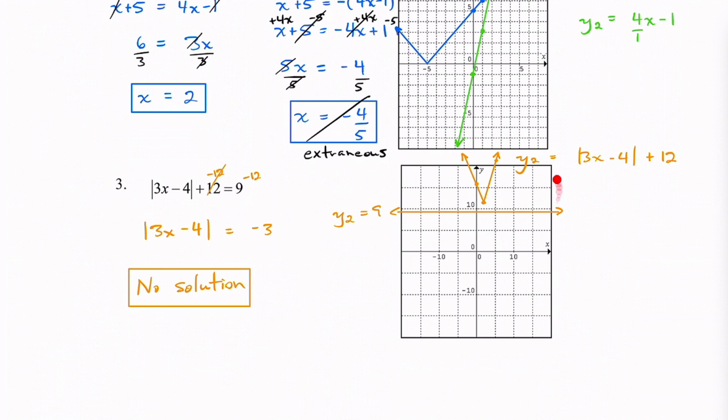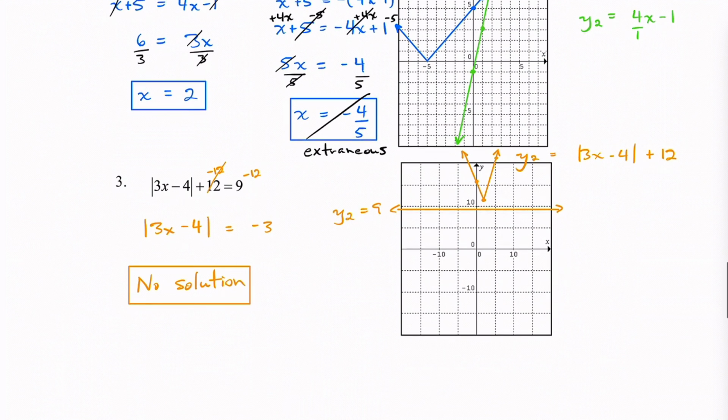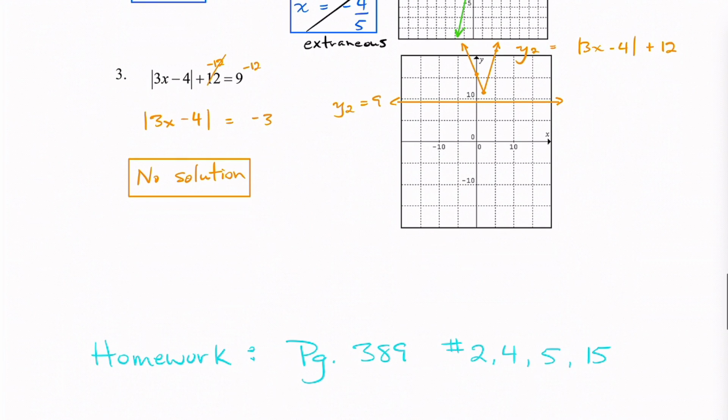So to get your graphs, make sure you're using your calculator. You can look up some points in the table of values, plot some of those points. You don't need lots of them, just a few so that it's at least accurate, and then you get your graph. So our textbook questions we got here just at the bottom. So we're on page 389, and we got those 4 questions right there.